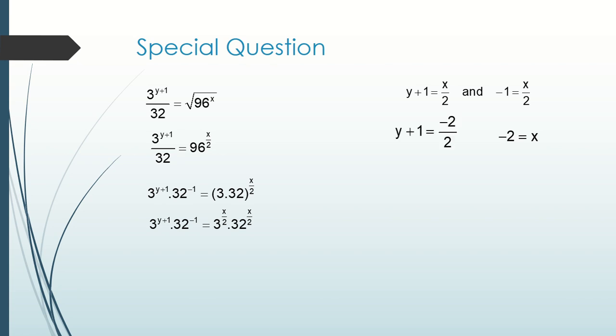And then we substitute x in this second equation. So instead of x, we now have minus 2. And minus 2 over 2 is minus 1. And then we transpose the positive 1. So you get your final answer to be y equals minus 2.